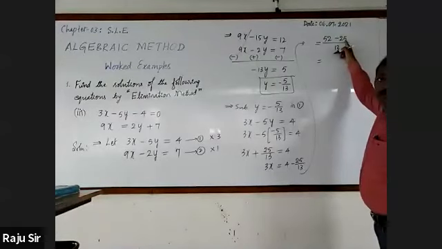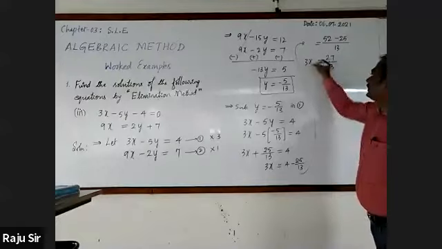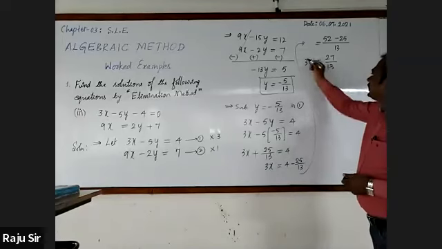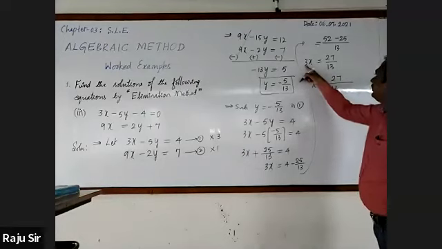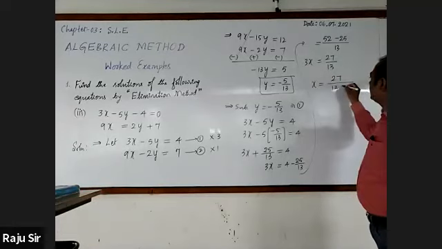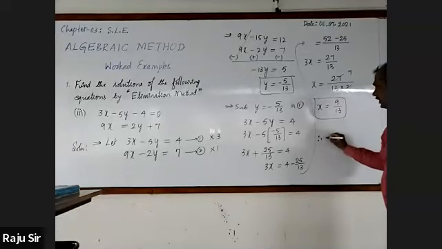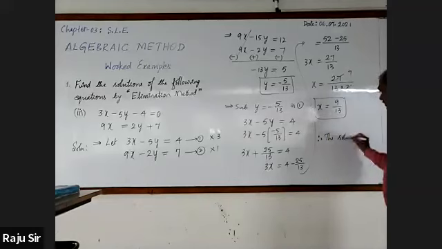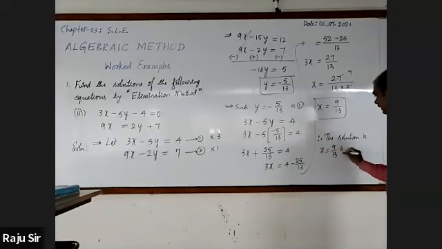52 minus 25. It is 27 by 13, which is equal to 3x. But we want only x. You may cancel it directly, or else x is equal to 27 by 13, transpose 3 to the denominator, into 3. Cancel it. 3 ones are 3, 3 nines are 9. So x is equal to 9 by 13. So, conclusion: therefore, the solution is x equal to 9 by 13 and y is equal to minus 5 by 13.